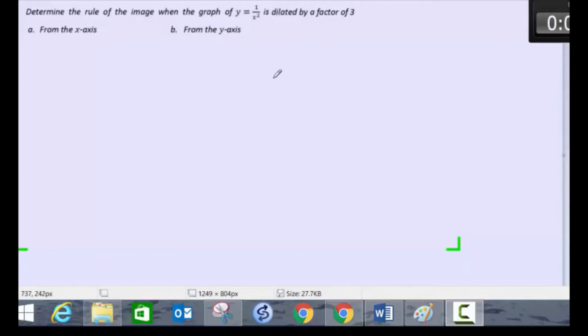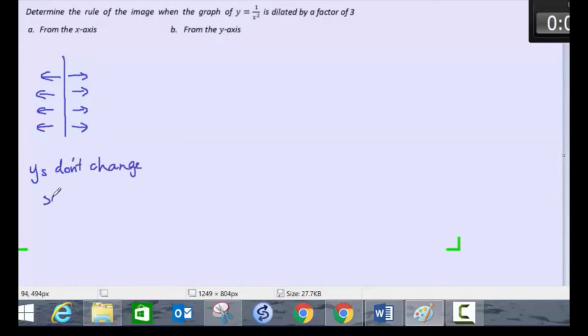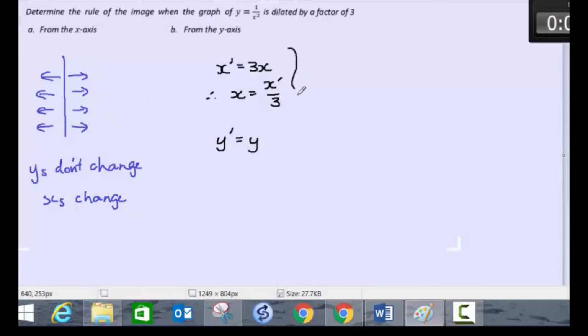In the same way, when we're dilating from the y-axis, we're dilating from a vertical line, so we're dilating this way or this way. And therefore, my y's don't change, but my x's do change. So therefore, let's start having a look at my x's. My new x, because it's a dilation factor of 3, will be 3 times my old x, and therefore my old x equals x prime over 3, my new x on 3. My old y and my new y are the same because I'm not dilating in a vertical way.